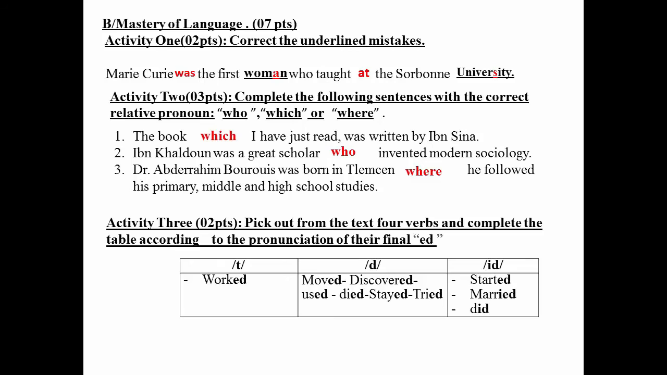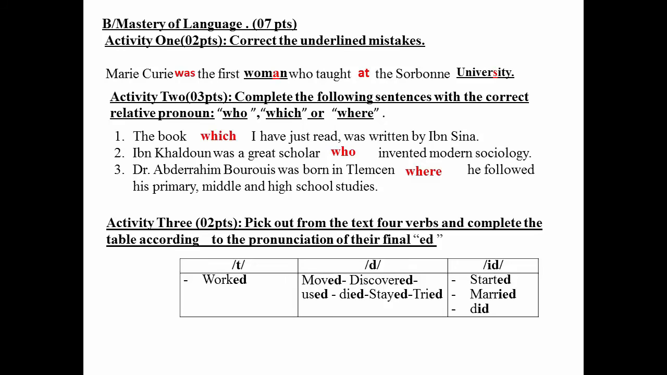For /t/, you have worked. For /d/, you have moved, discovered, used, died, stayed, tried. And for /id/, you have started, married, and waited. Okay, so these are the verbs you have to find in the text.